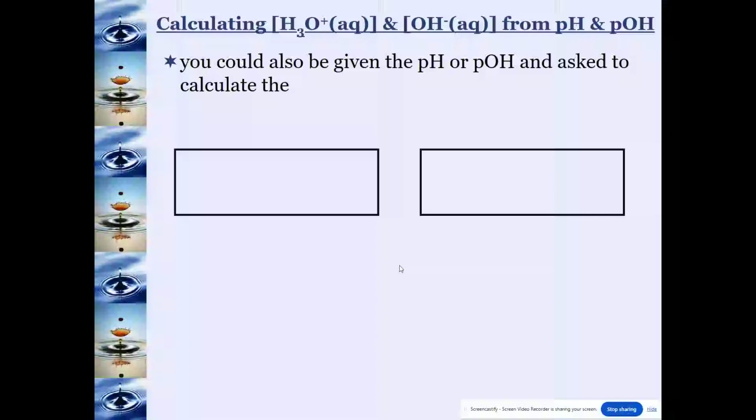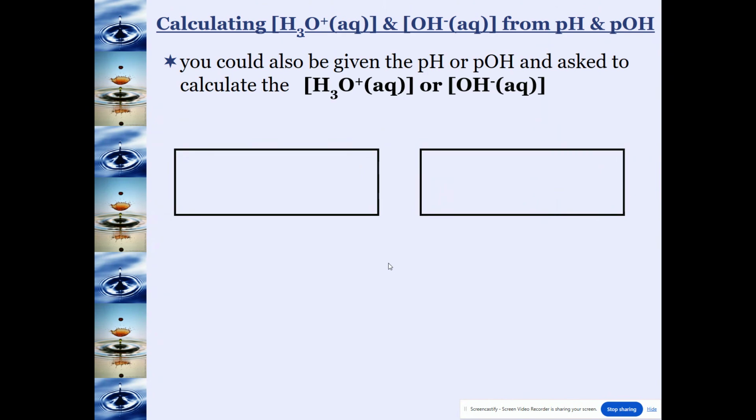Hello and welcome to this lesson for Chemistry 20, the acid-base section of the Solutions Acid-Base unit. Now, in this lesson, we're going to do the opposite of calculating pH and pOH, which is to use the pH and pOH to find the concentration of either the hydronium or the hydroxide ion.